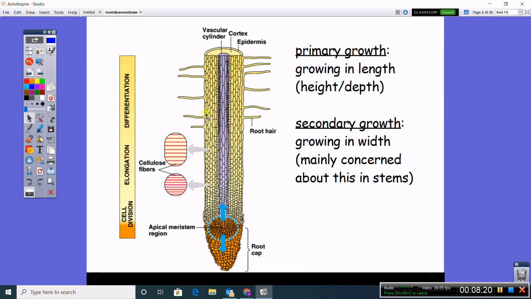Okay, difference between primary growth and secondary growth. Primary growth is growing this root deeper down into the soil or growing the shoot tip upward. Secondary growth is growing in width, and while both roots and stems are capable of growing in width, we're really only going to focus on the stems growing in width.